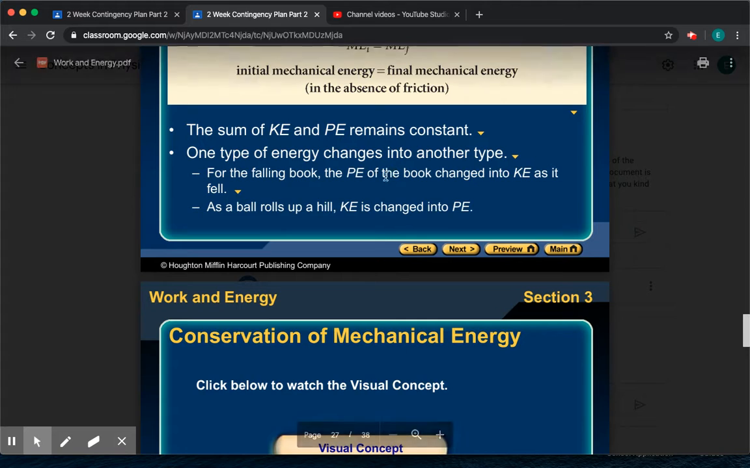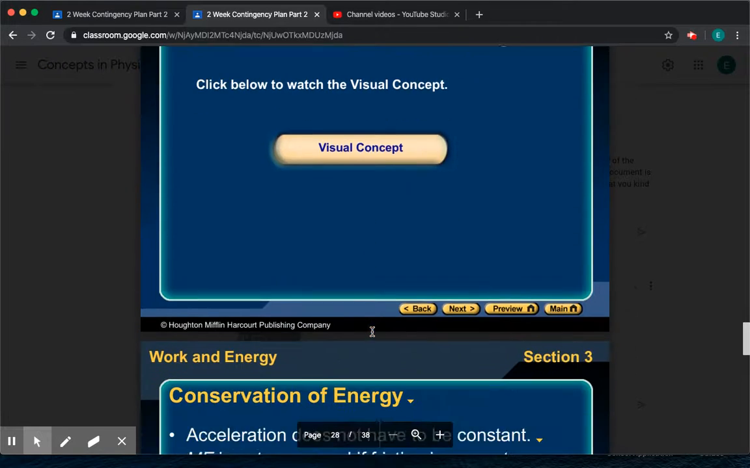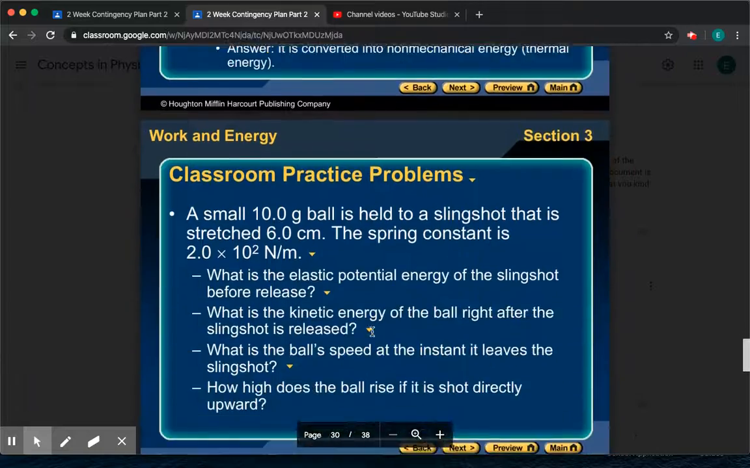If you're falling, potential energy is being changed into kinetic. If you're going up a hill, for example, let's say you roll a ball and the ball starts rolling up a hill, in that case, you're losing kinetic energy and it's being converted into potential. That's the main point I want you to get out of it.